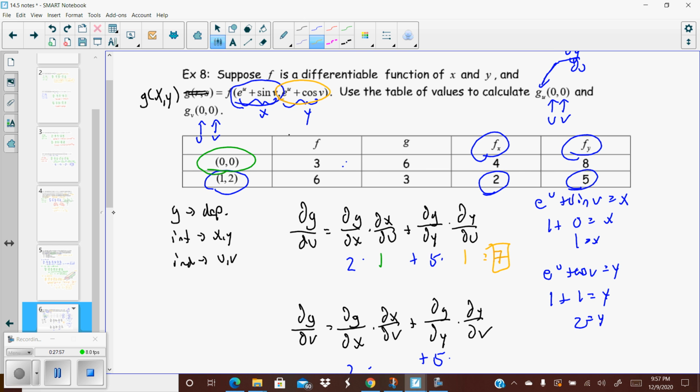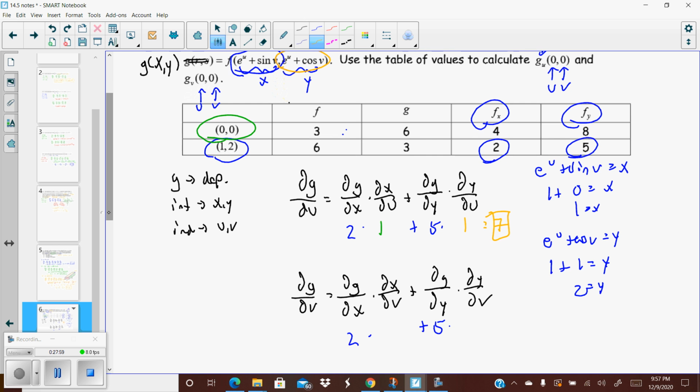Now we just have to figure out the second part. The second one, we want the partial of x with respect to v. So now we're taking the partial of this piece with respect to v, and that's cosine of v. Again, evaluate that at 0, 0, because those are your u and v values. So cosine of 0 is 1. And then the partial of y with respect to v, that's this one right here, is going to be negative sine v. Again, plugging in 0, 0, negative sine of 0 is 0. So in this case, we get 2.